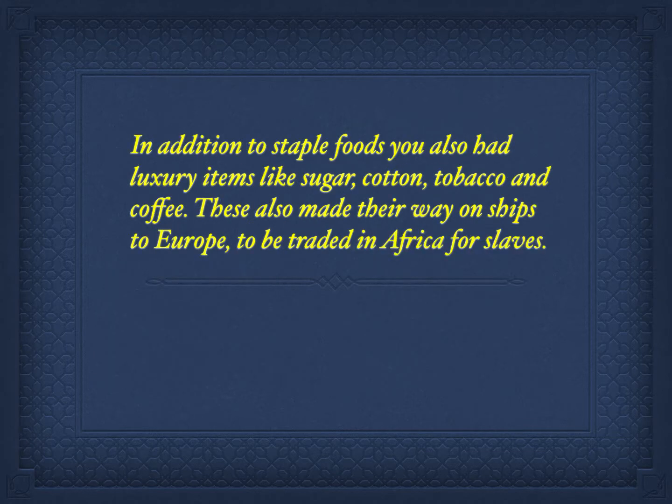In addition to the staple foods like potatoes, corn, and so forth that I just mentioned, you also had luxury items like sugar, cotton, tobacco, coffee, chocolate. Obviously, some of these can be eaten, like sugar, and coffee and chocolate, but they are not essential staple foods. In other words, you can live without coffee, you can live without chocolate. I know it sounds crazy, but you can. So we call them luxury goods. Luxury meaning that you don't have to have them, but you want them because they're good things. Everyone likes a little bit of sugar, chocolate. Tobacco was a luxury item, and so forth, okay? Now, these also made their way on ships to Europe to be traded in Africa for slaves, okay?